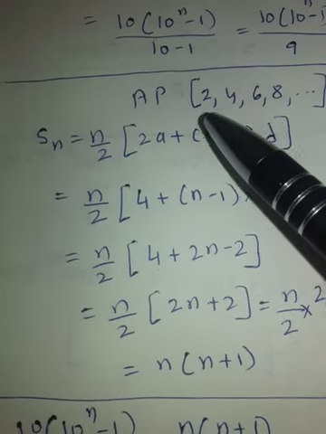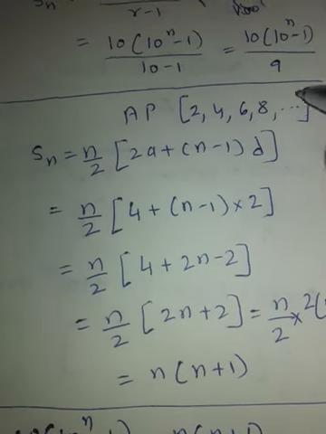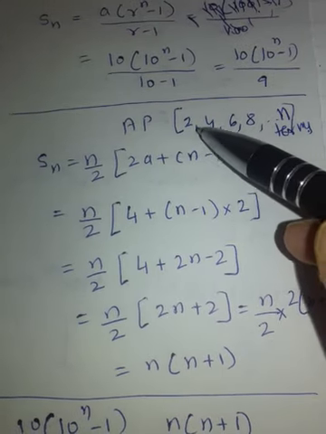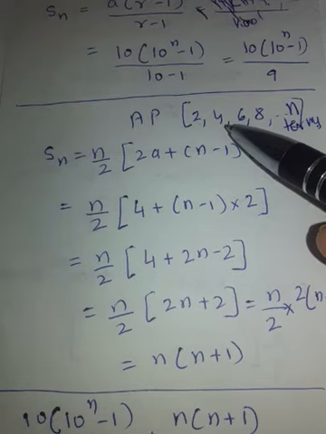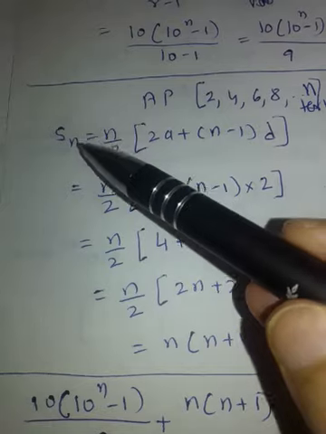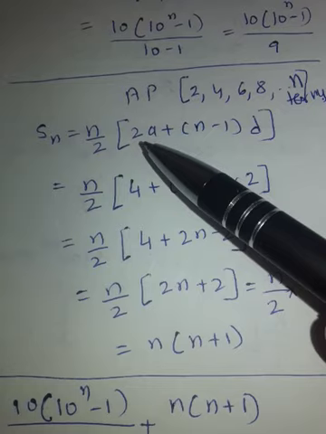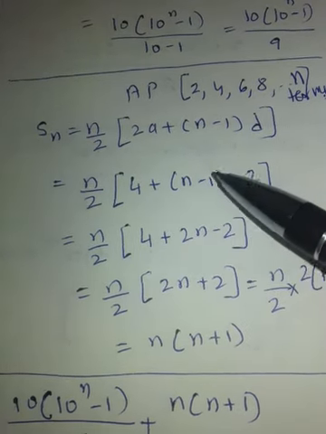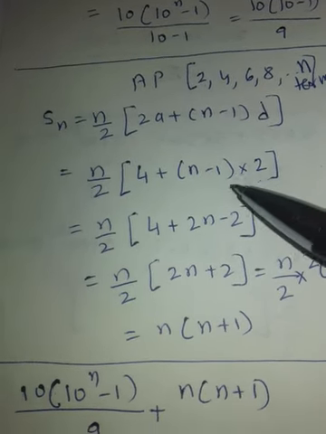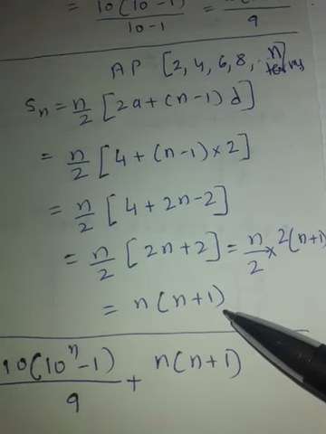Now let me take sum of these terms in AP up to n terms. So what is A here? First term is 2. Common difference D is also 2. So I am substituting value of A and D in the formula of Sn. Sn is sum of n terms. So n upon 2 in the bracket 2A, that will be 4, plus n minus 1 into common difference is 2. So when I simplify, I get n in the bracket n plus 1.